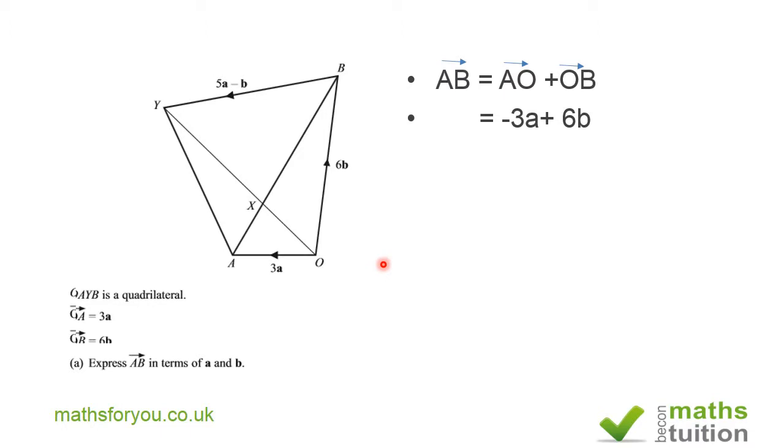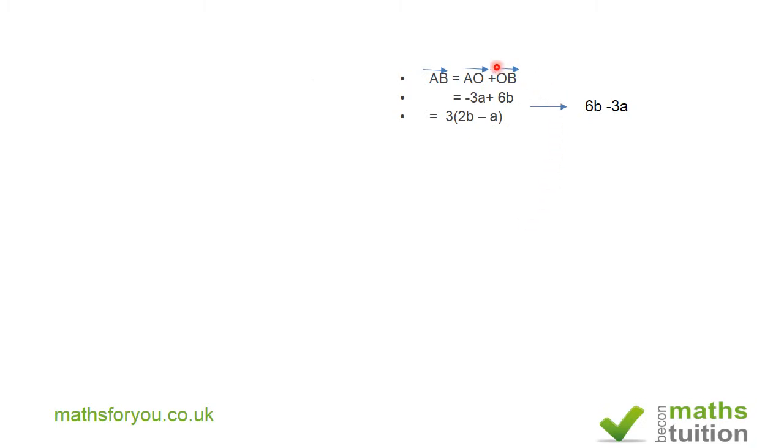If we tidy this up a bit, that will give us 6b minus 3a. And when we factor it, we'll have 3 into 2b minus a. If that makes sense, that is what's required here. So vector AB is 3 into 2b minus a. Moving on, still keeping the first part of the question because we're going to use this again.